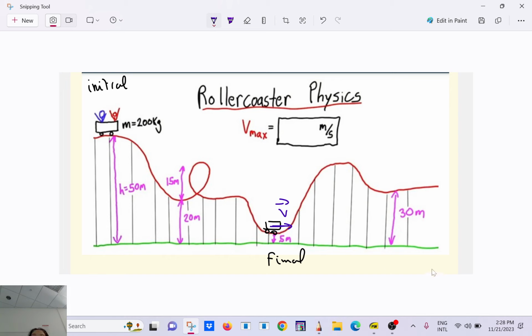Everyone is doing it. You can help each other, talk to each other. So it's a roller coaster physics.